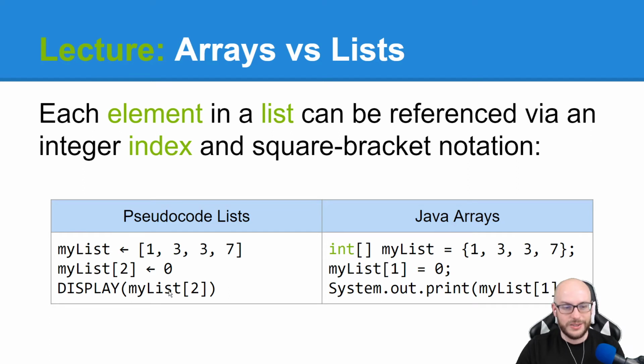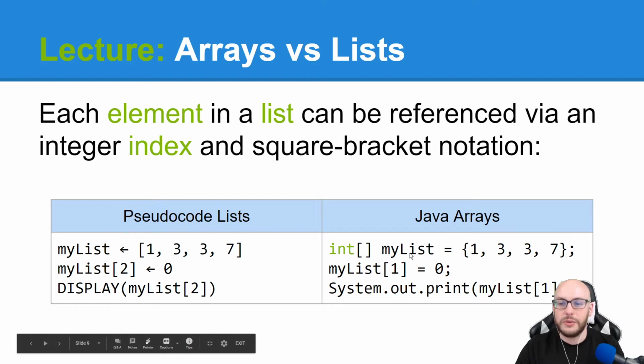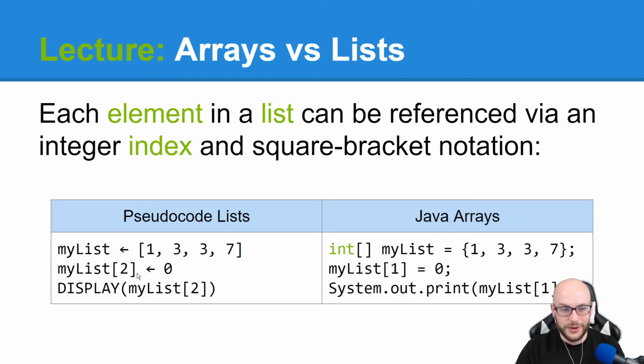Now, display is going to be our analog for System.out.println, right? The left-hand side is equivalent to the right-hand side. You'll notice that the indices are 1 off here. That's because the pseudocode list actually starts at index 1, which means I would be changing this 3, the second element, to a 0. Over here, same thing. I would be changing the second element to a 0 because our index starts at 0. Okay.